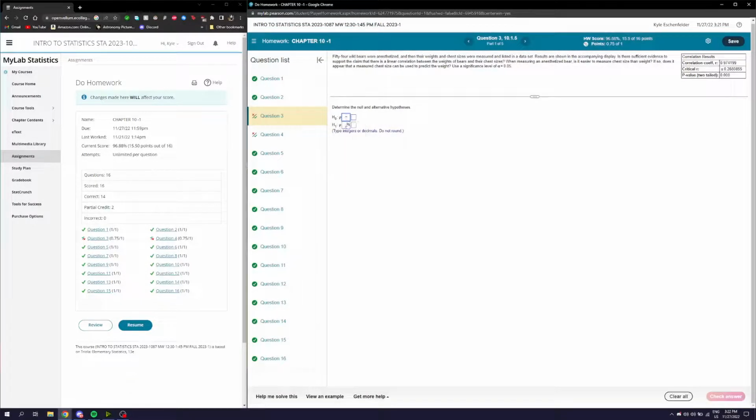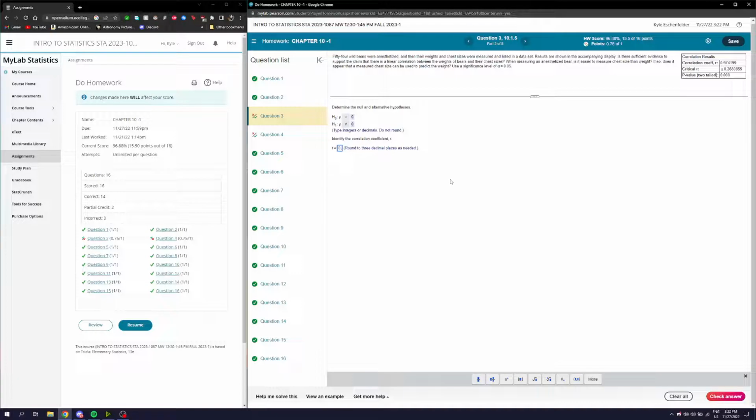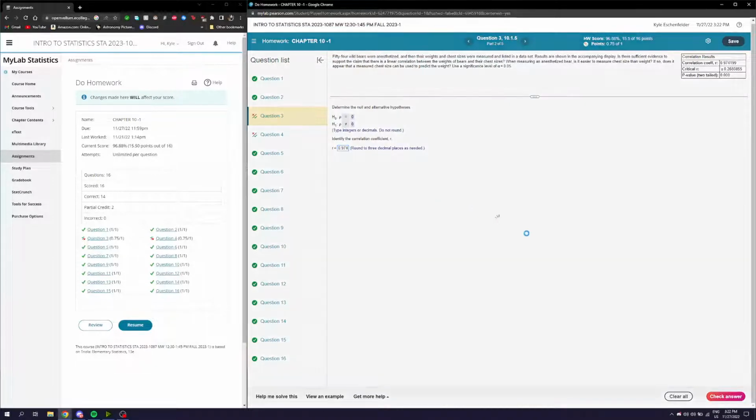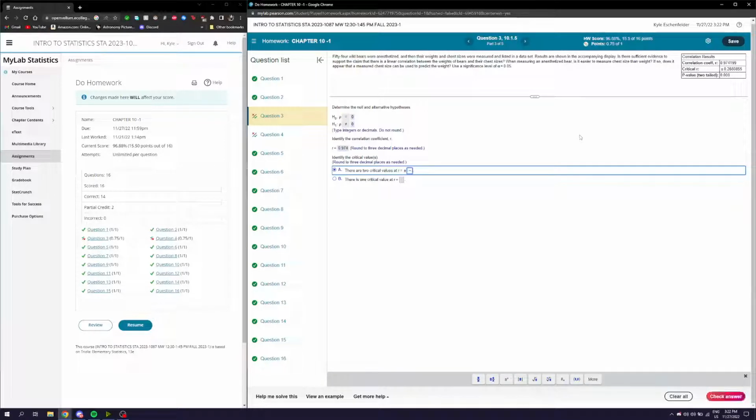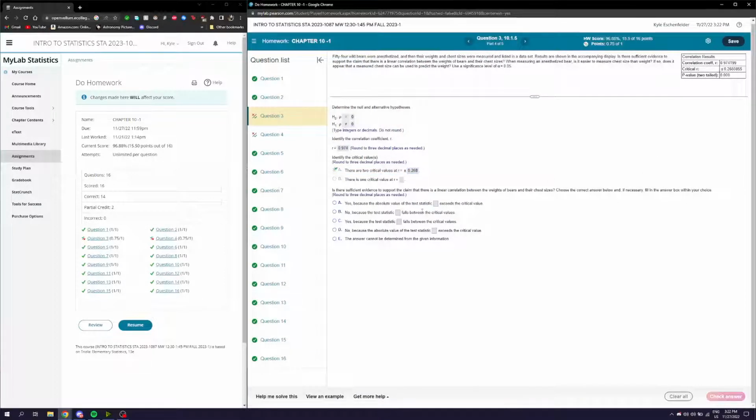Okay. Like I said, equal sign, not equal sign, 0, 0. For the correlation coefficient, it tells you, not too difficult. 0.74. So the critical values, it tells you it's plus or minus 0.268. If it didn't say plus or minus, the answer would probably be negative 0.268, comma 0.268. But since they have plus or minus, you can just put that as your answers there.